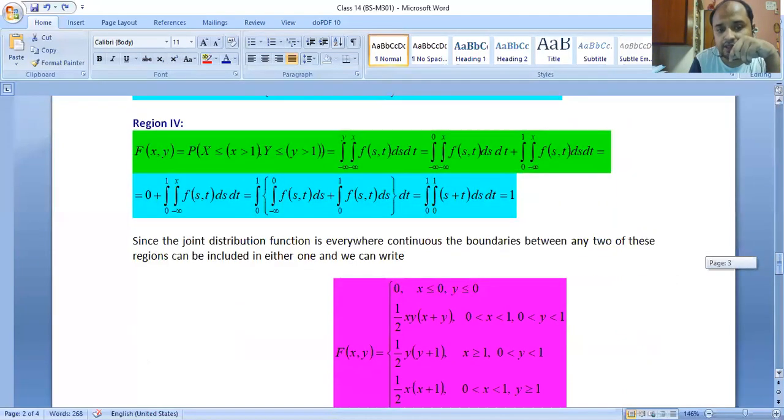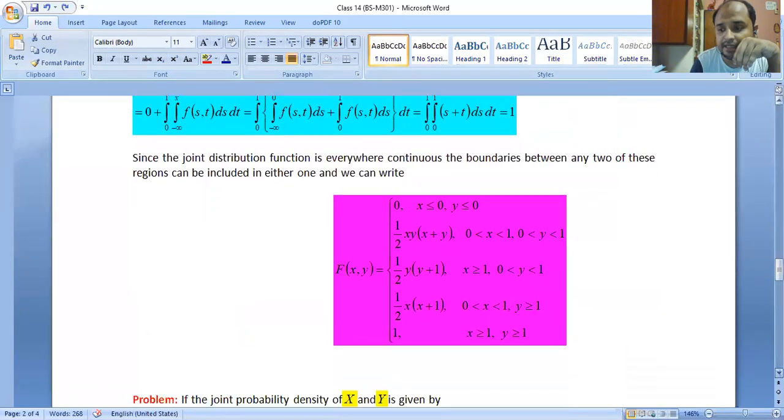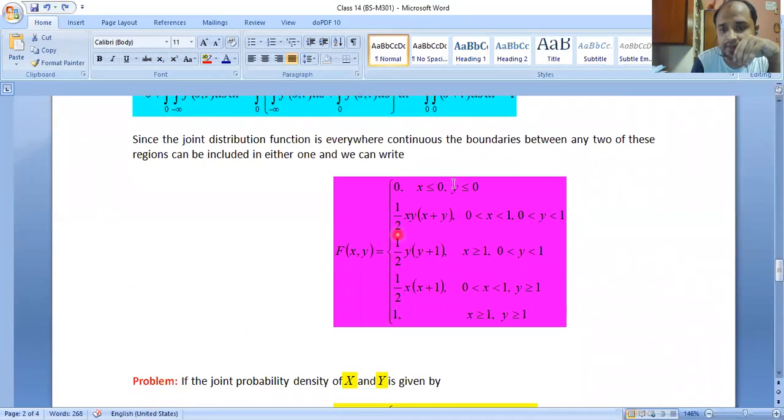And since the joint distribution function is everywhere continuous, the boundaries between any two of these regions can be included in either one. By combining all the regions 1, 2, 3, 4 together, we can write the entire thing in this particular manner. This is my distribution function which I have calculated. So F of x, y has become 0 when x is less than or equal to 0, y is less than or equal to 0. It has become half xy into (x plus y) when x is between 0 and 1 and y is between 0 and 1.